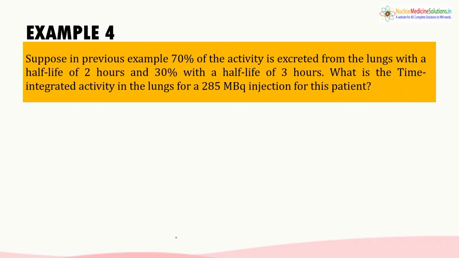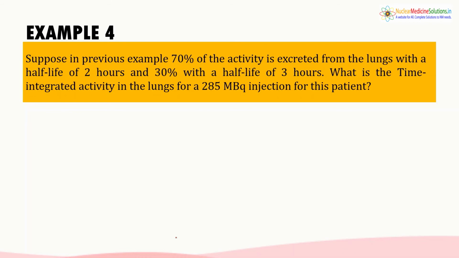An example: suppose in the previous example, the last example, where 70% of activity was excreted from the lungs with a half-life of 15 minutes, instead of 15 minutes, now we are taking it as 2 hours. And the 30% is with a half-life of 3 hours, where we were considering it as 30 minutes.